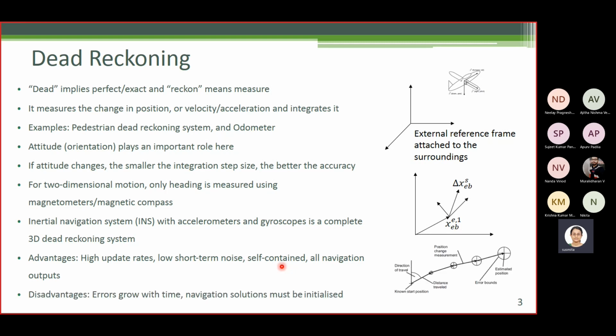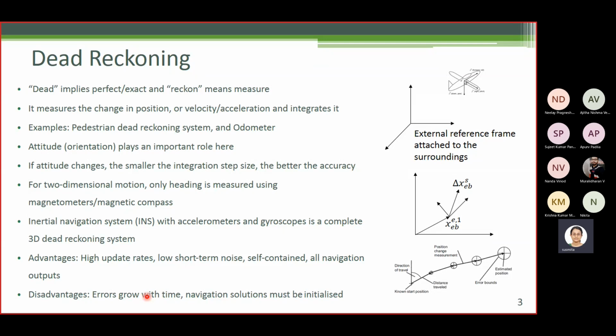There are disadvantages as well. The first one is errors grow with time. So although dead reckoning systems are self-contained, because of this problem, it is not possible to use them independently over time. Depending on the quality of that system, we need to use another system alongside. So integrate them. Otherwise, we will not be able to arrest the error growth.